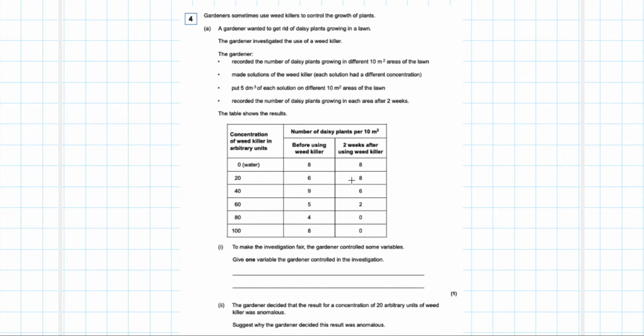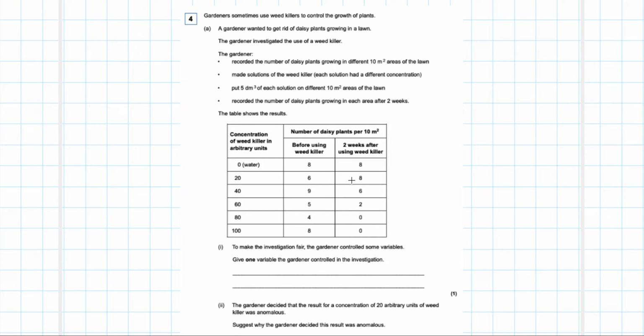Gardeners sometimes use weed killers to control the growth of plants. A gardener wanted to get rid of daisy plants growing in the lawn. They investigated the use of a weed killer. So the gardener recorded the number of daisy plants growing in different 10 metre squared areas of the lawn, made solutions of weed killer, which had different concentrations. So they put 5 decimetre cubed of each solution on 10 metre squared areas of the lawn, then recorded the number of daisy plants growing in each area after 2 weeks.